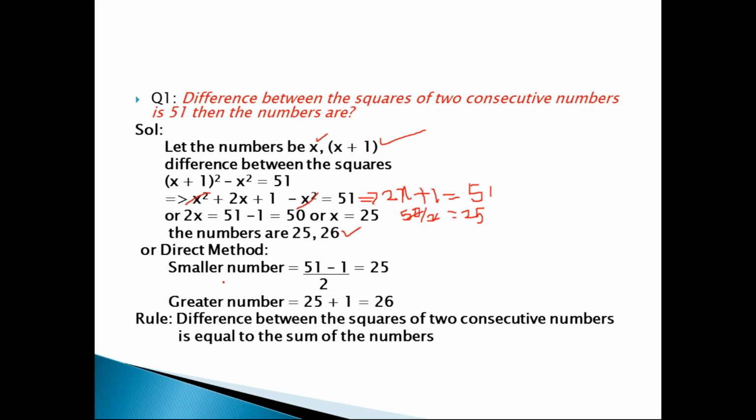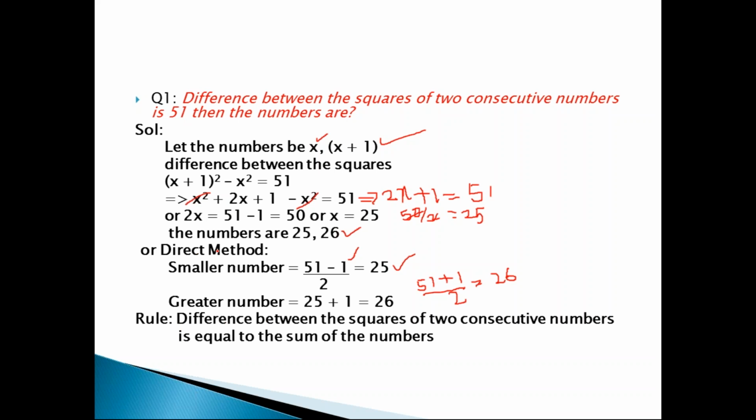Or directly you can find the answer. To find the smaller number, (51 minus 1) divided by 2. 51 minus 1 is 50, 50 by 2 is 25. The smaller number is 25. To find the greater number, (51 plus 1) divided by 2 is 52 by 2, which gives you 26.